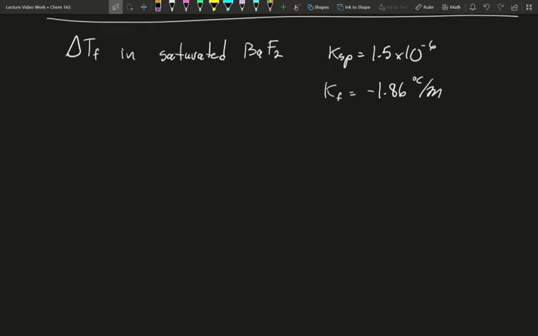In this video, we're going to use the Ksp of a barium fluoride salt to determine the effect it will have on the change in freezing point of its aqueous solution. As things dissolve into a solvent, those solutes interfere in the solvent's ability to align in order to form a solid. As a result, the freezing point gets depressed. The more solute you have dissolved, the more depressed that freezing point becomes.